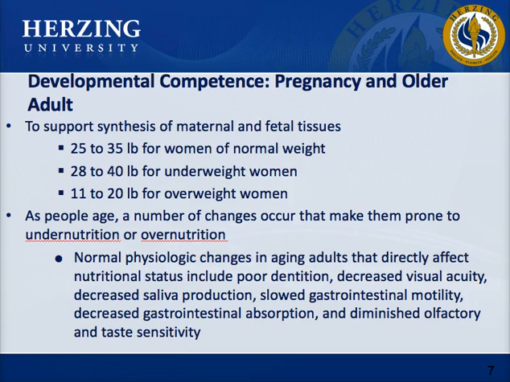During pregnancy and lactation, to support the synthesis of maternal and fetal tissues, sufficient calories, protein, vitamins, and minerals must be consumed. During adulthood, growth and nutrient needs stabilize. Older adults have an increased risk for undernutrition or overnutrition because of poor physical or mental health, social isolation, alcoholism, limited functional ability, poverty, and polypharmacy.